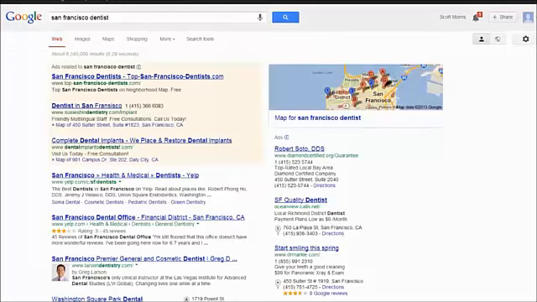How would you like to get free advertising from Google? Well, the answer is that you can. And we're going to go ahead and look at how you can get your business set up on Google Places for Business.